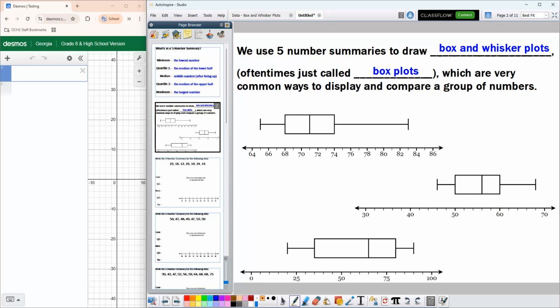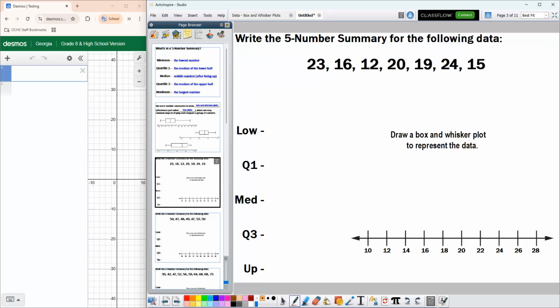What we're going to be working towards is putting 2 or 3 of these box and whisker plots on the same number line and being able to compare who's got the better grades, which class runs the fastest, all that kind of stuff, which team is best. And we'll have to back that up using the data from the box and whisker plots. So let's write a 5-number summary. We got to get to these box plots here in just a second.